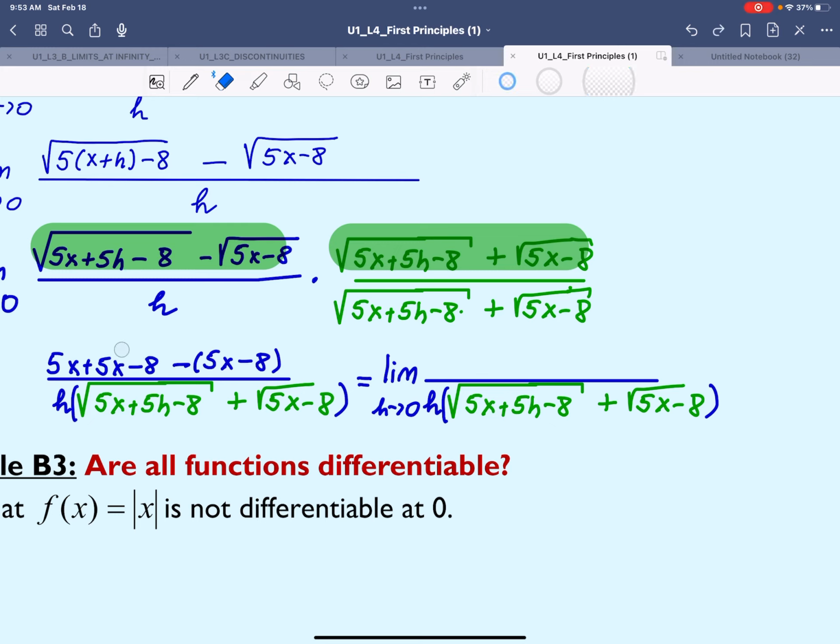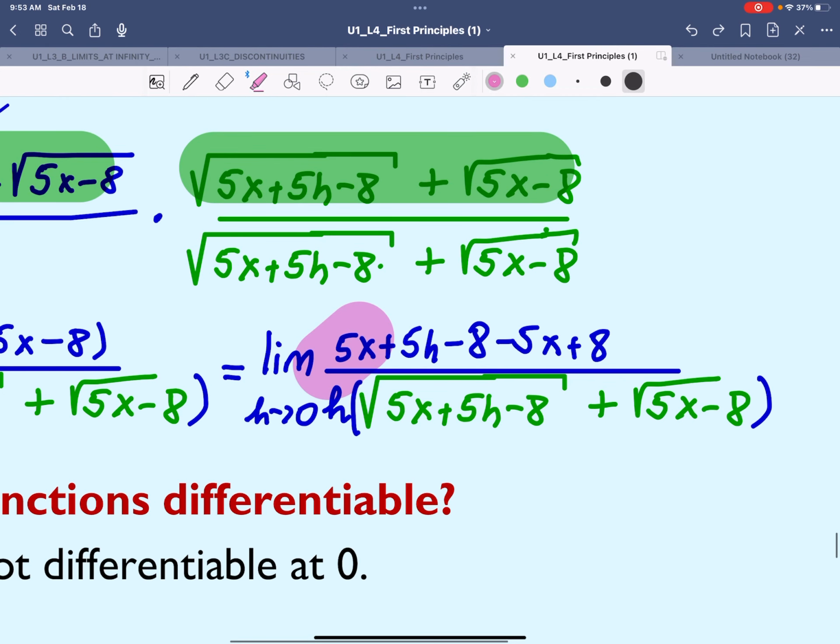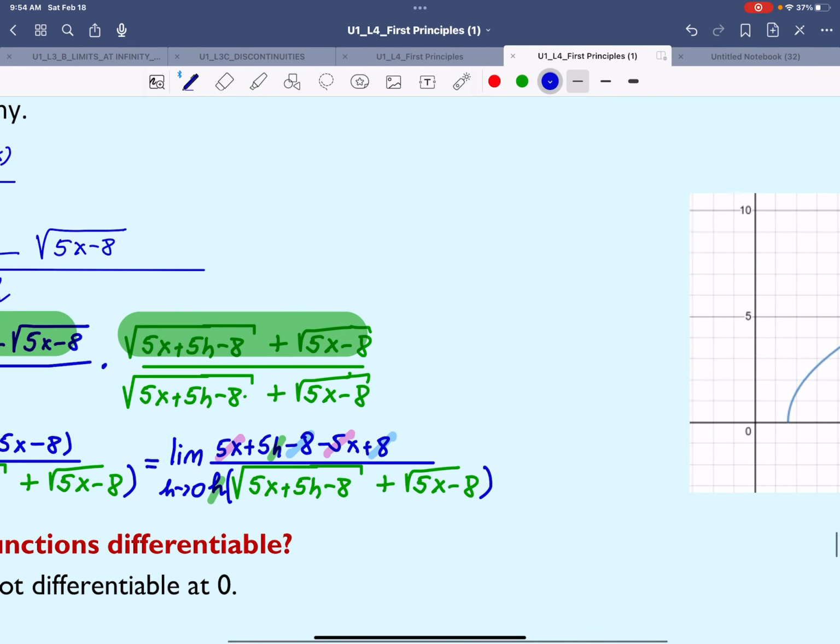Here we go. We have 5x plus 5h minus 8 minus 5x and then plus 8. So let's see. We get 5x and minus 5x, negative 8, positive 8. So notice that we ended up with h as a common factor here. So h and h will simplify. So I'm going to show this in one more step in case you don't see it very clearly here.